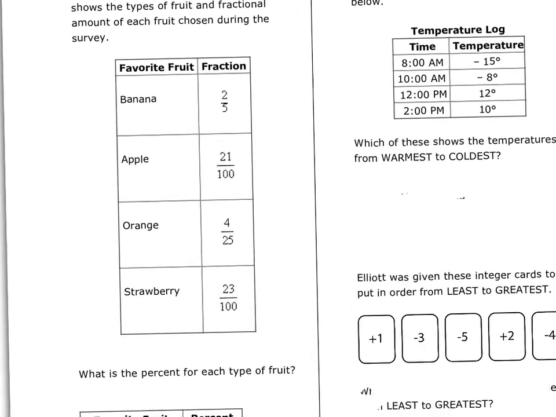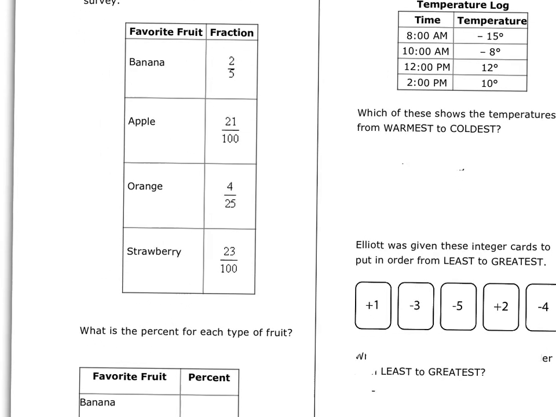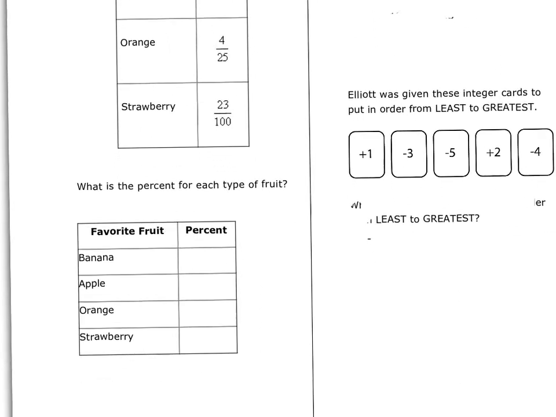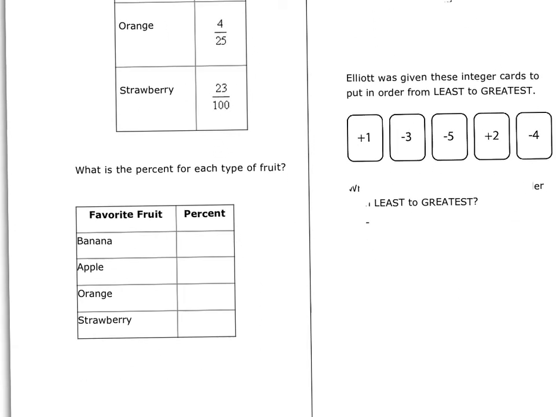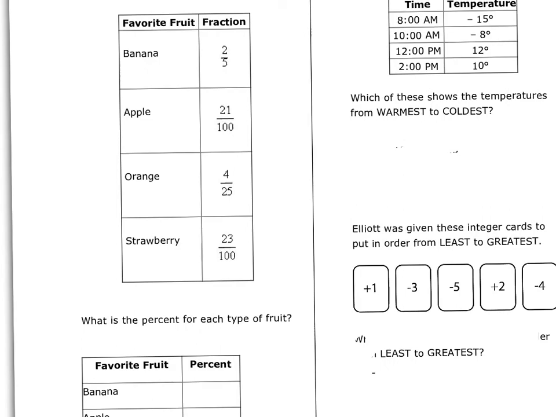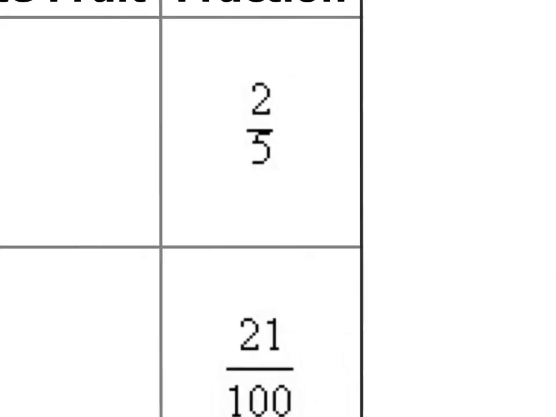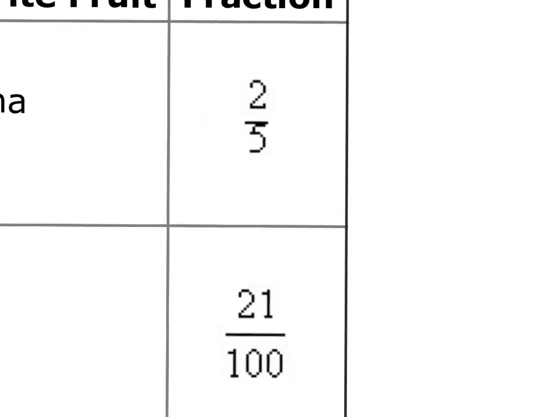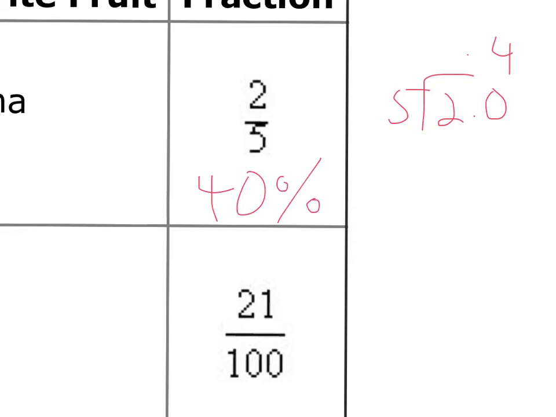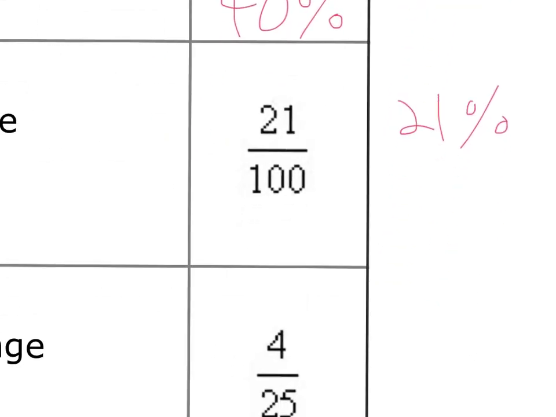The next one, I want you to change all these numbers into percents and fill in the blank. You don't have to worry about decimals, but you've got to make them into percents. All right, so, let's look at them. You got 2 over 5, that's 2 divided by 5. That gives you 0.4 or 40%. 21 over 100, what is that as a percentage? 21%. We can go straight to percent because it's over 100.